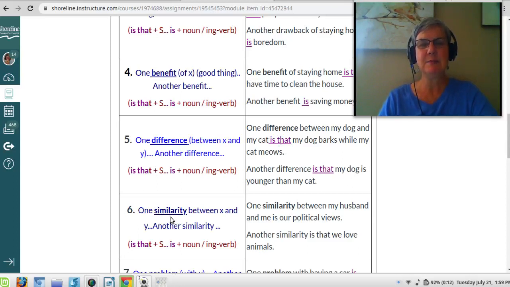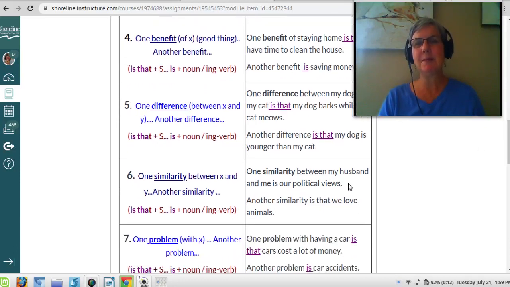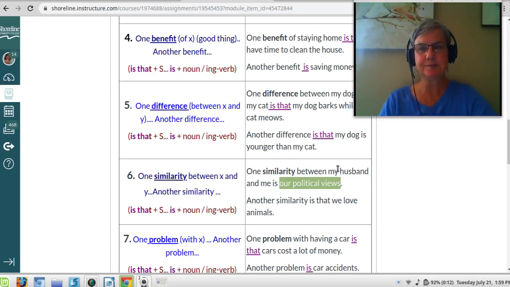Now I have the word similarity. Similarity means the same or almost the same. One similarity between my husband and me is our political views. Our political views is a noun. I have to say me because it comes after a preposition. Another similarity is that, plus a sentence, we love animals. We have 5.5 cats and 1 dog.